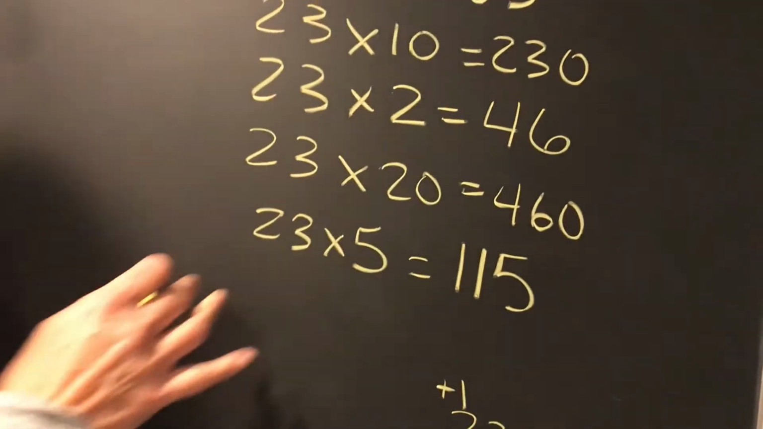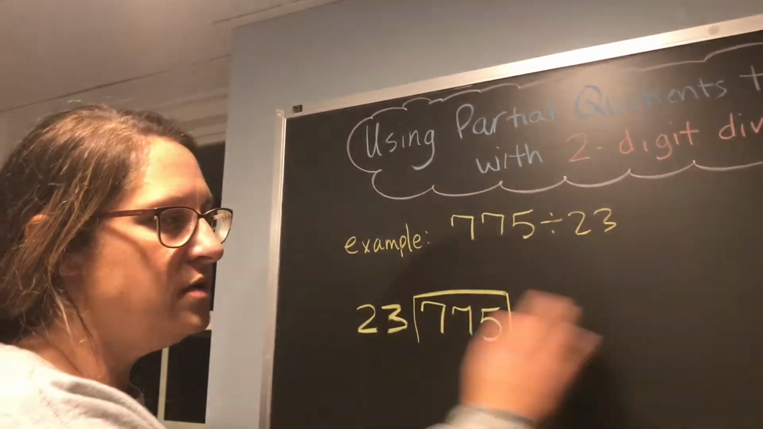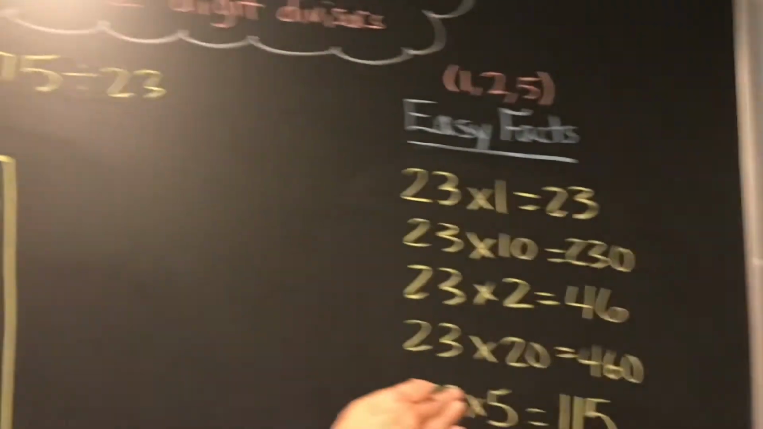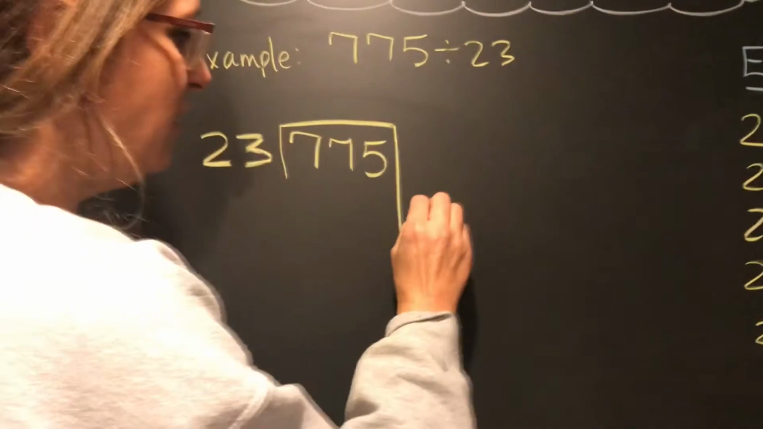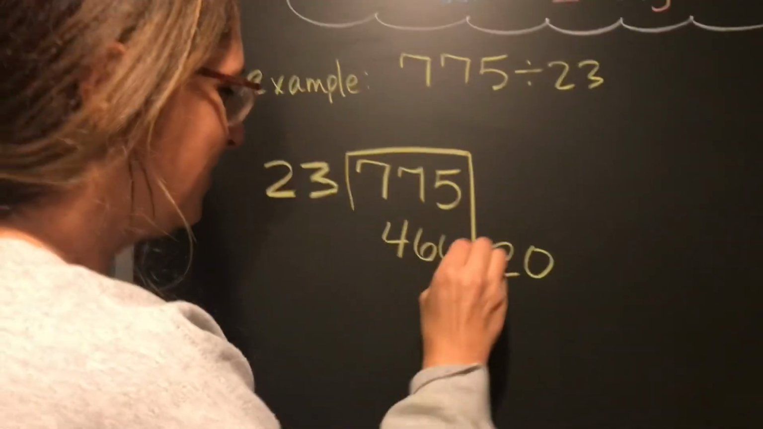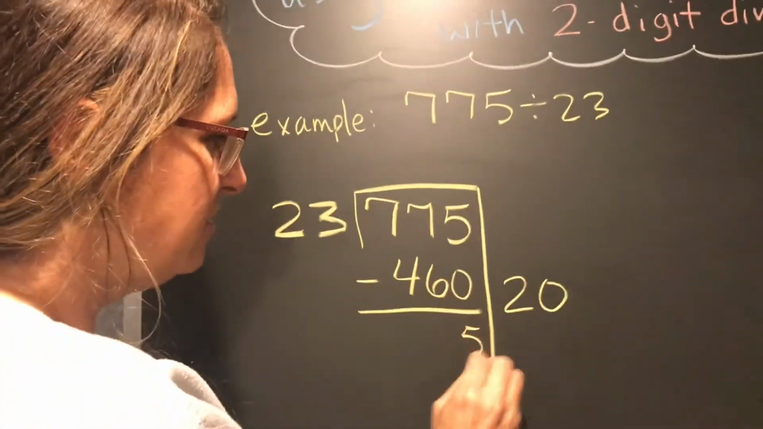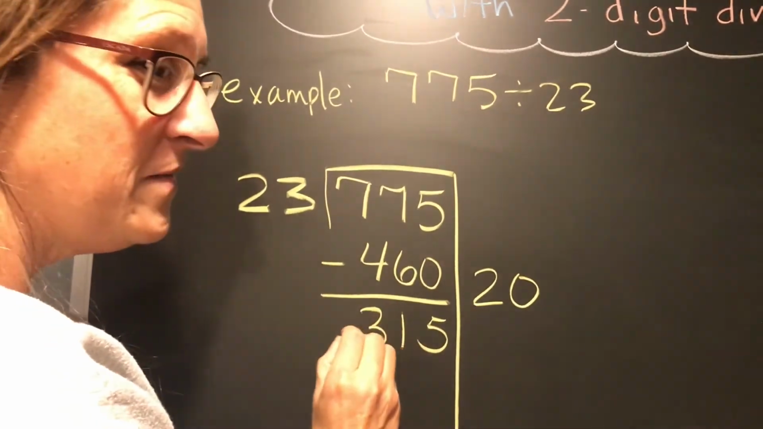So now we've got our easy fact shopping list, right? So we're ready to go ahead and start multiplying and subtracting. First one we're going to subtract out is going to be 460. That's the biggest, and we can do it. So 23 times 20 is 460. And then we're going to subtract. 5 minus 0 is 5. 7 minus 6 is 1. 7 minus 4 is 3.